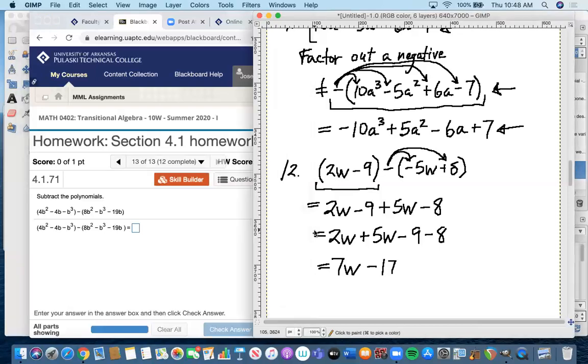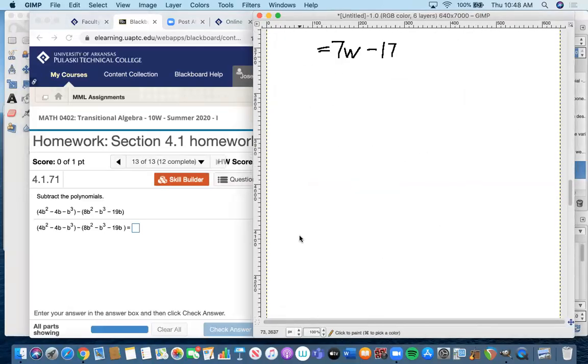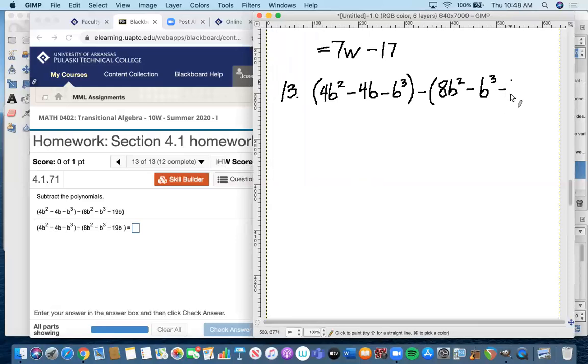Now we've got a bigger one where we're subtracting. We're doing the same thing here, but it's going to be more complicated. Number 13: we've got 4b squared minus 4b minus b to the third, and then minus another polynomial, 8b squared minus b to the third minus 19b.